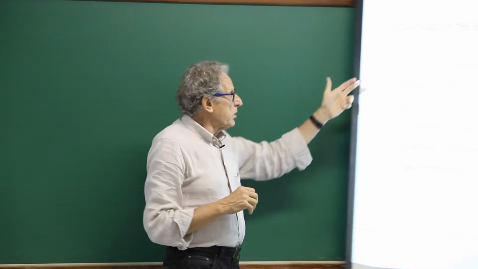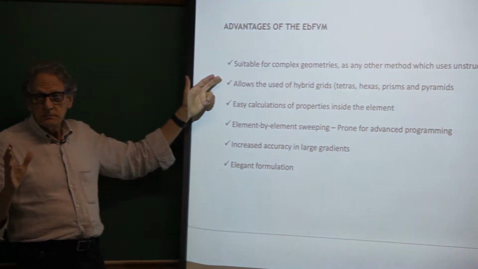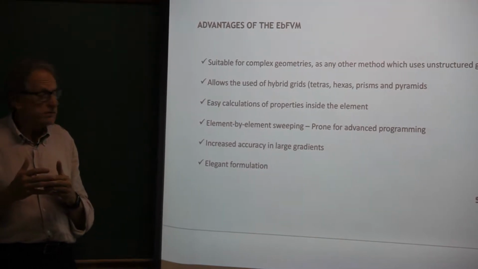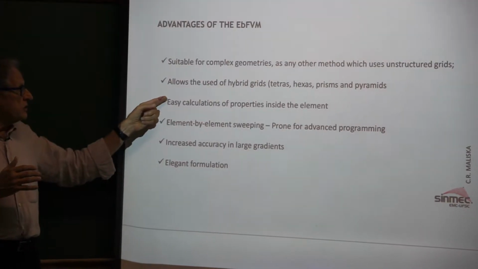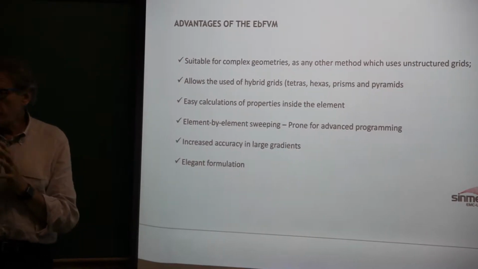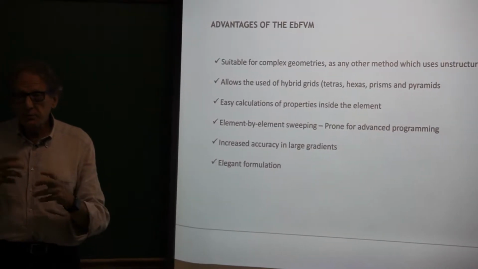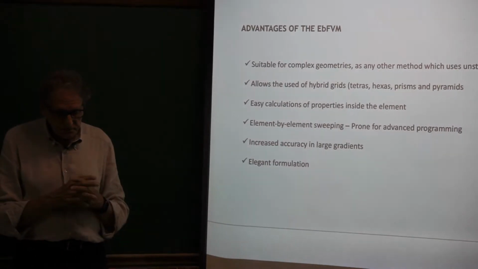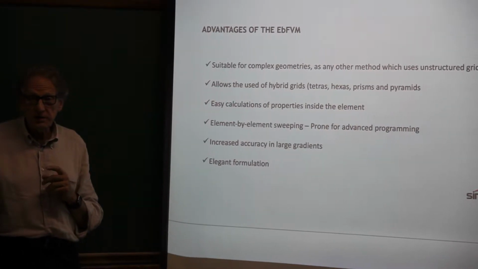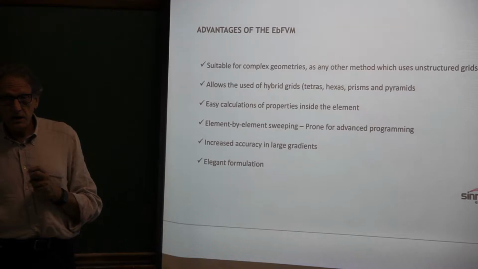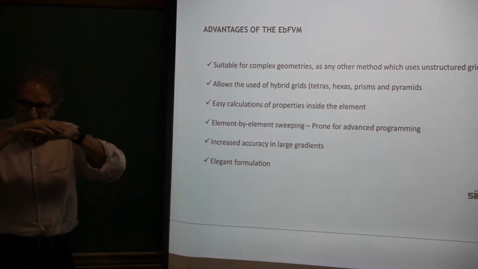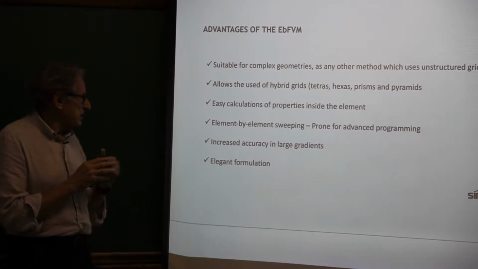So it's suitable for complex geometry, as is any other method which uses unstructured grids. It allows the use of hybrid grids. You can join tetras, hexas, prisms, pyramids, making really complex geometry and satisfying some physical conditions, as I explained in the previous lesson about the boundary layer, with these hexas and then tetras.